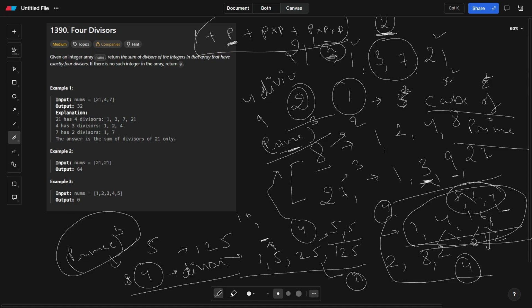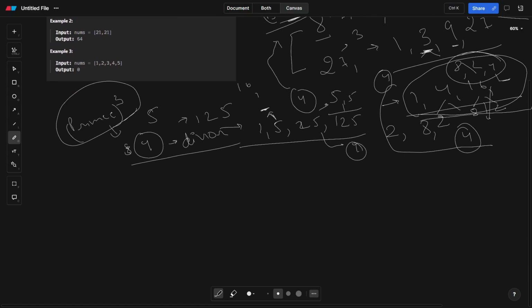Now we see 21. Is 21 a cube of a prime number? No. Then I need to check for this. Now let's just check for 21. For 21, the first brute force solution that you can have is to count all the divisors.